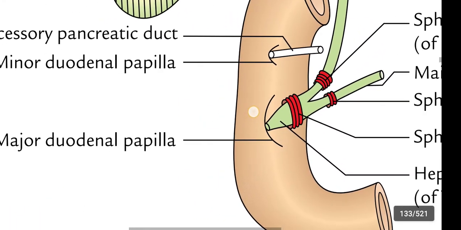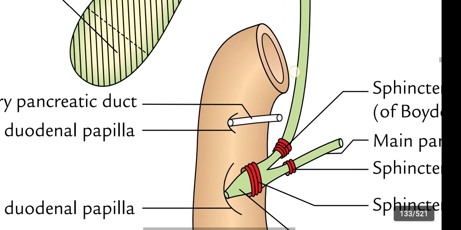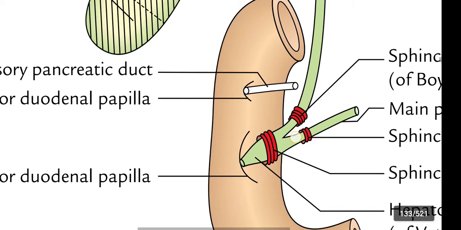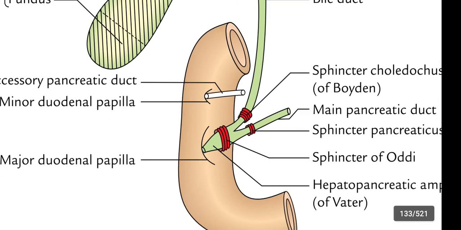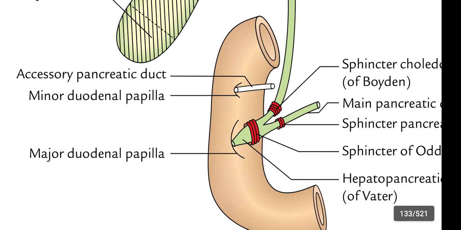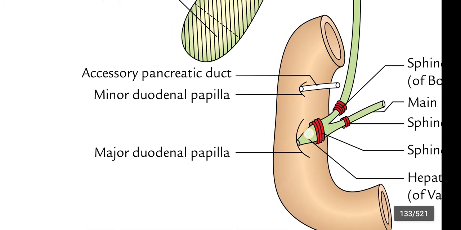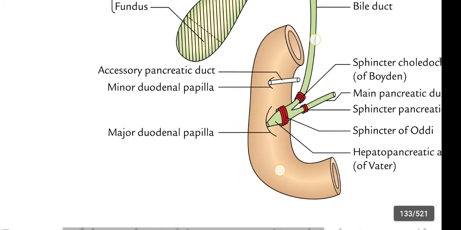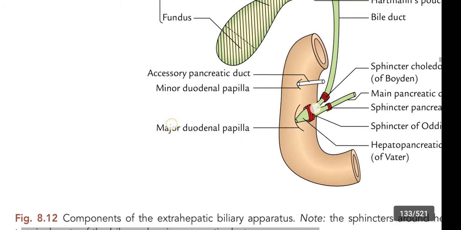This is the diagram, guys. This is the bile duct, and this is the main pancreatic duct. Both of these enter at the same point, just below the middle of the second part of the duodenum, and it bulges there and forms the major duodenal papilla. This is the part where the major duodenal papilla is formed.